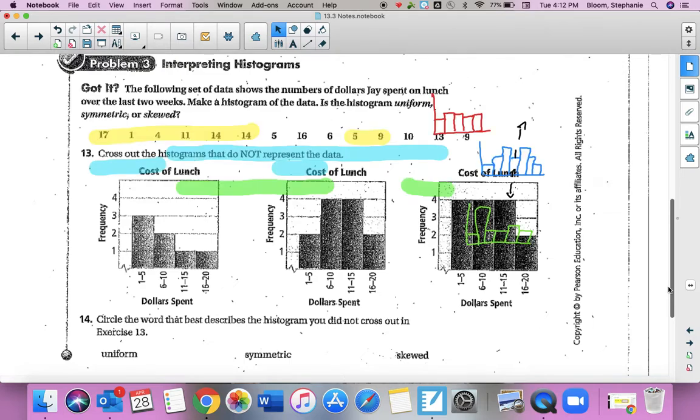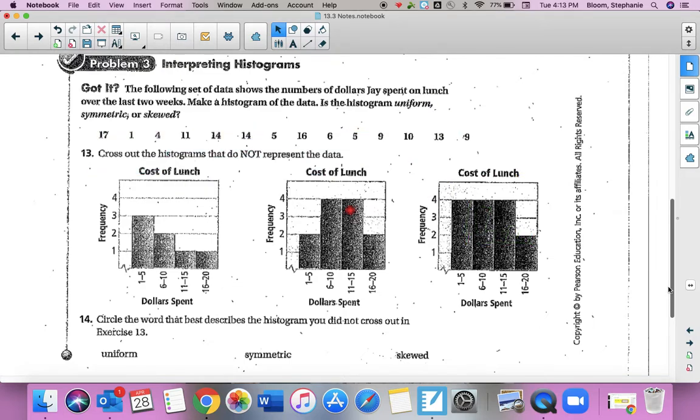Okay, so let's look at the next question. The following set of data shows the number of dollars Jay spent on lunch over the last 2 weeks. Make a histogram of the data. Is it uniform, symmetric, or skewed? Okay, so here's what we want to look at. We want to make sure that we have the intervals, which all the intervals are the same. The frequency is the same, 1 through 4. So we need to see which one makes sense, okay?